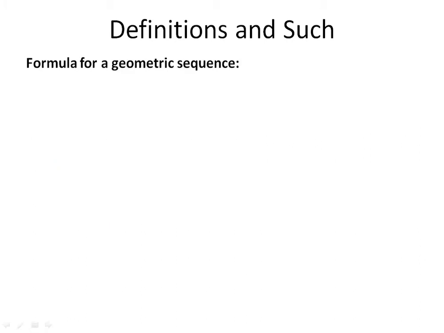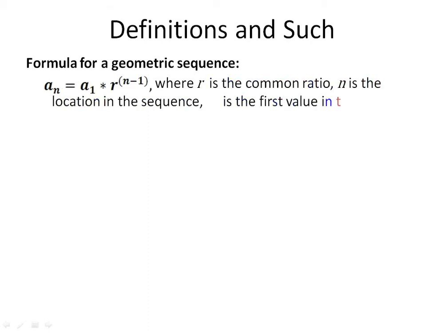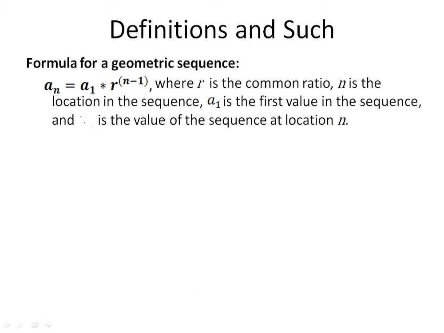Okay, the formula for a geometric sequence looks like this. a sub n is equal to a sub 1 times the ratio raised to the n minus 1 power, where r is the common ratio, n is the location in the sequence, a sub 1 is the first value in the sequence, and a sub n is the value of the sequence at location n.